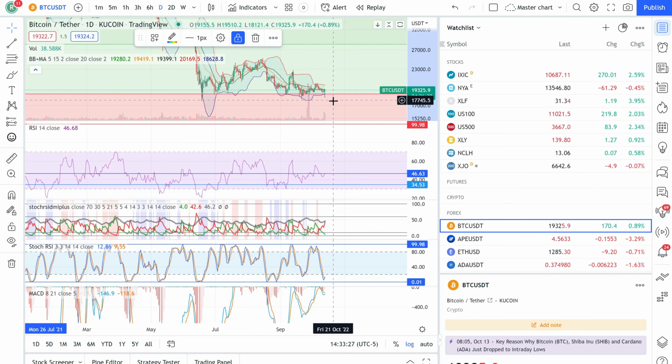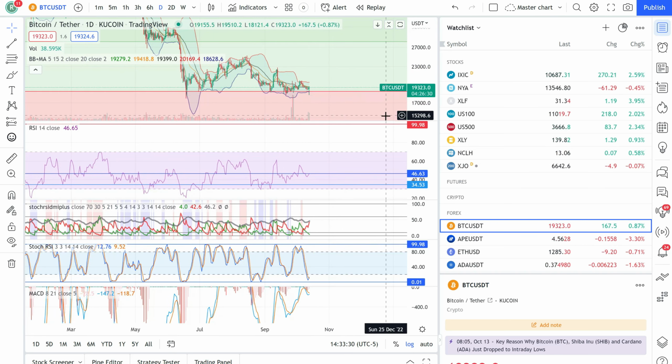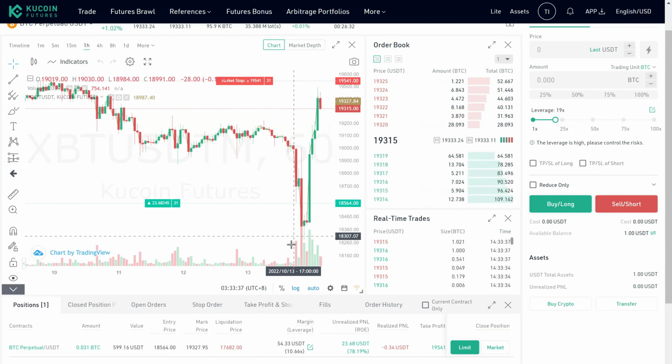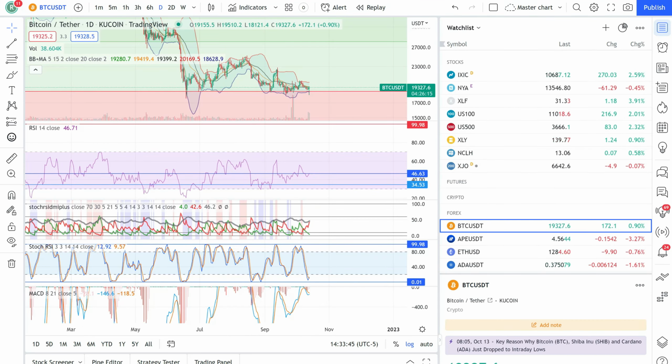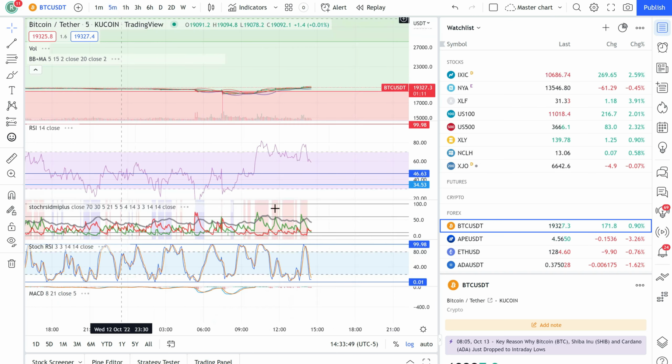So I put in $30, $35, 19 times leverage, and I got 78% return, which is great, because it only happened a while ago. Let's just have a look at what's going on on the 5-minute. Looking for it to reset itself at some point.